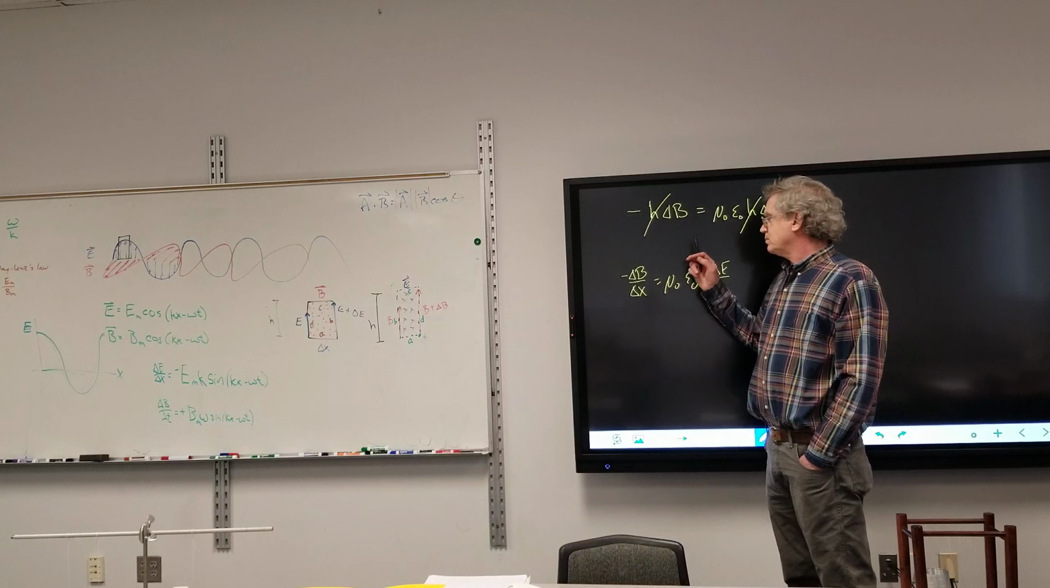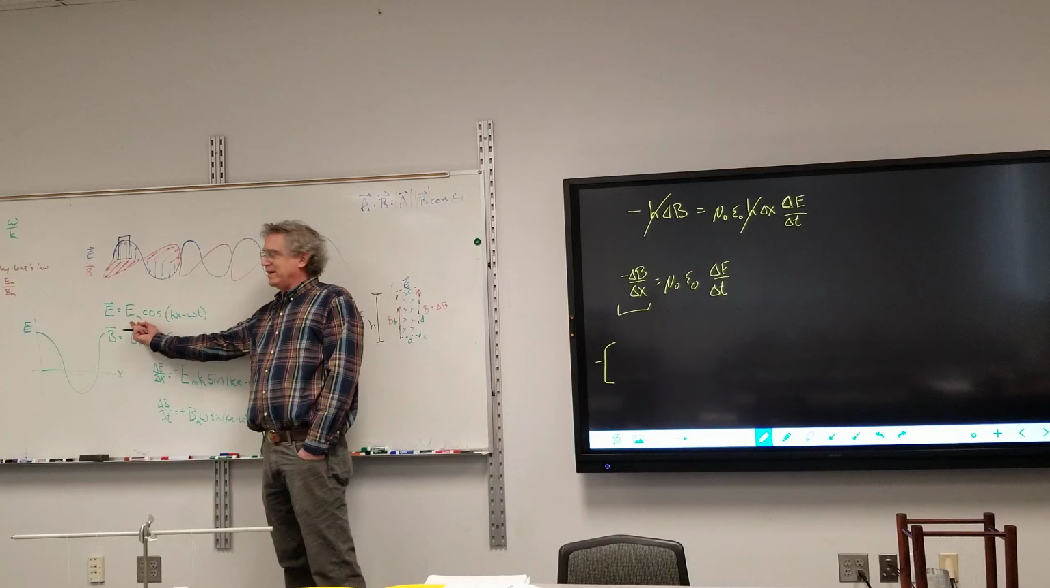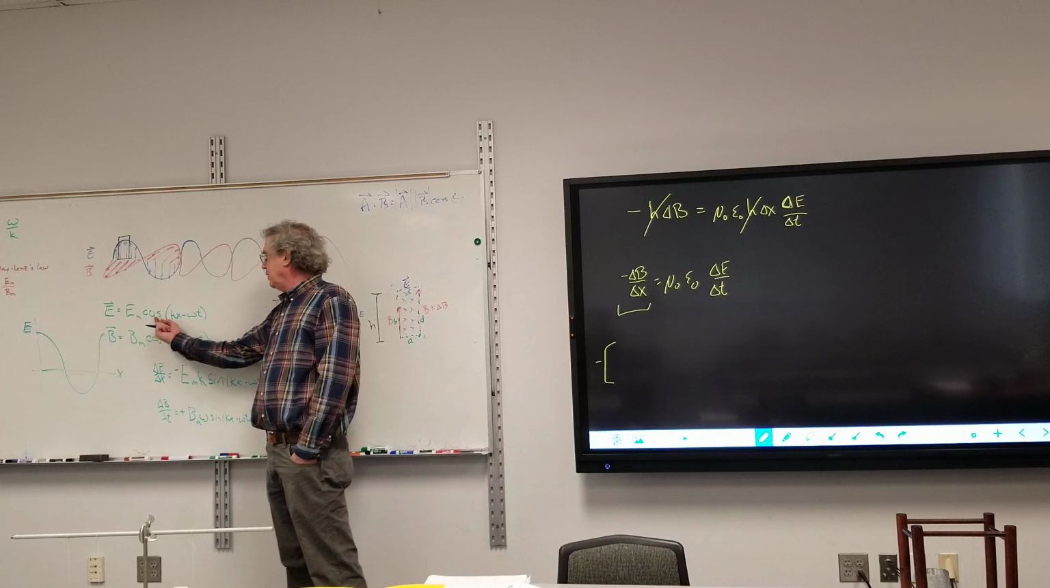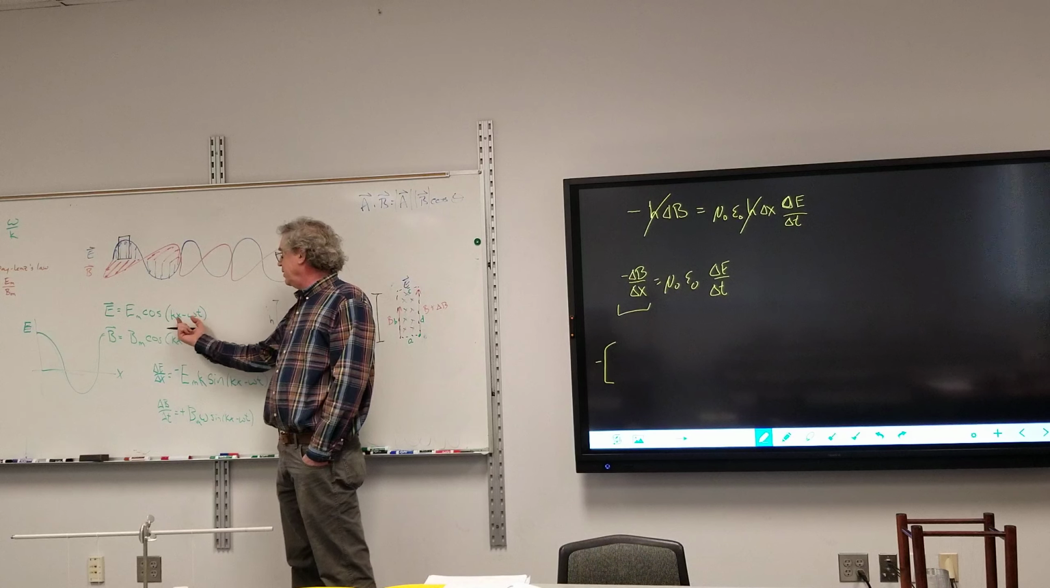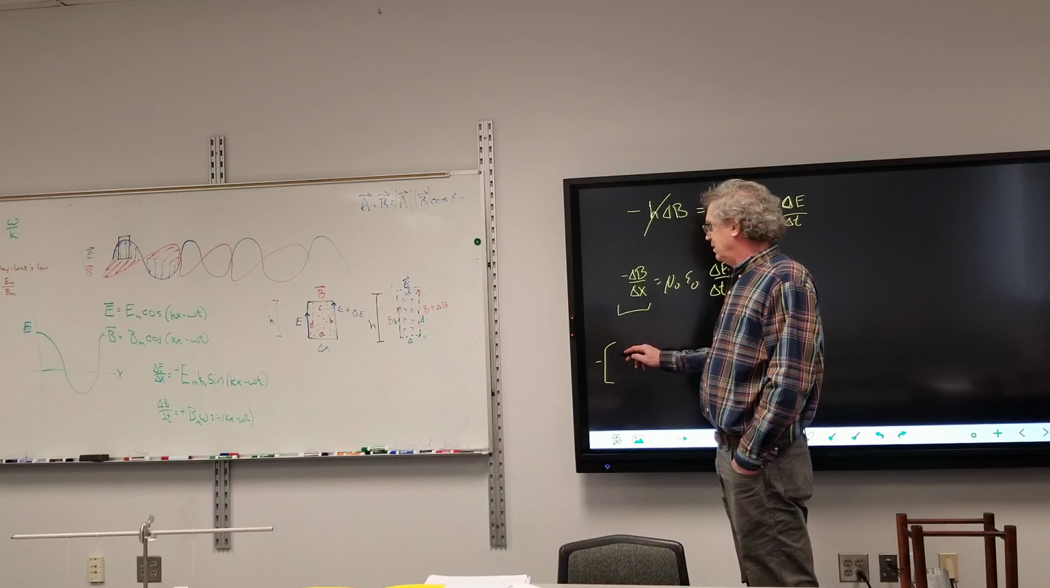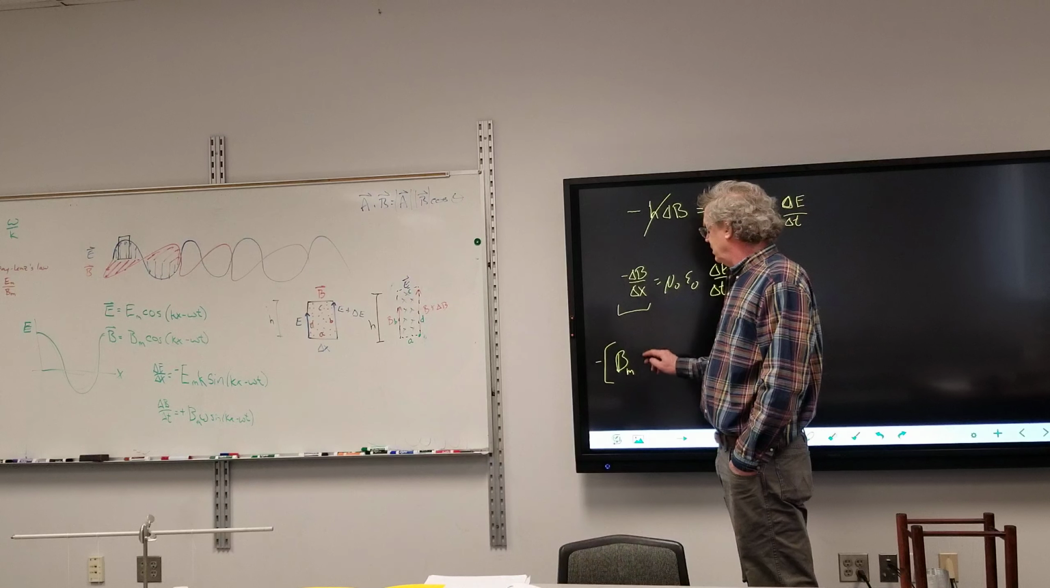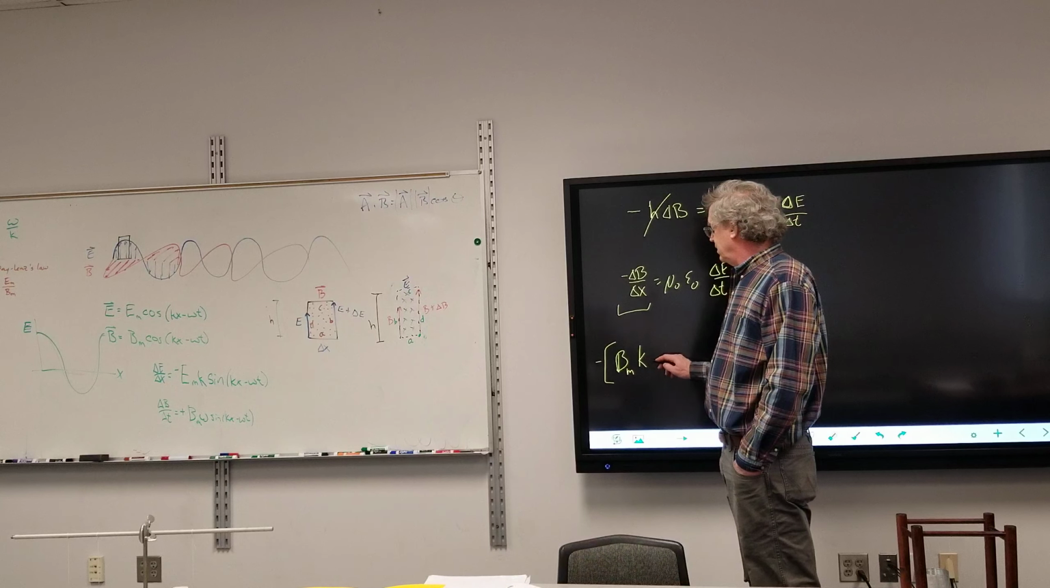When we did delta E over delta X, that's just a constant, the amplitude that stays out front. Cosine becomes negative sine, and then we took the coefficient of what we're taking the change with respect to, so the k pops out. So it would be negative B_m k sine(kx minus omega t). Correct? Yep.